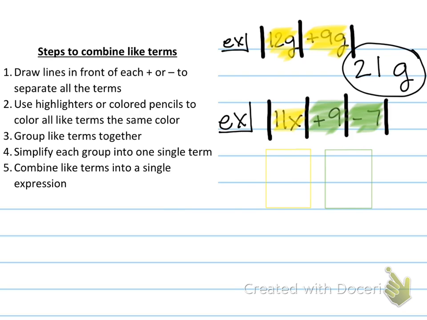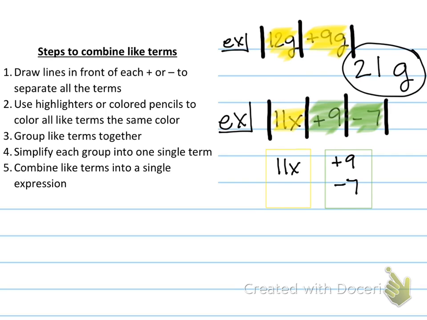From here, I'm going to move on to step number 3, where I group my like terms together. And I am going to put 11x in this yellow box that I just made. And then I'm going to list plus 9 minus 7 in my other box. And this is just a really nice way to see all the like terms grouped together.